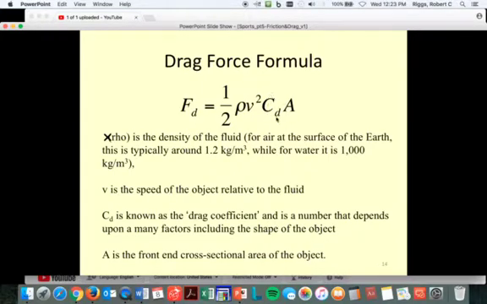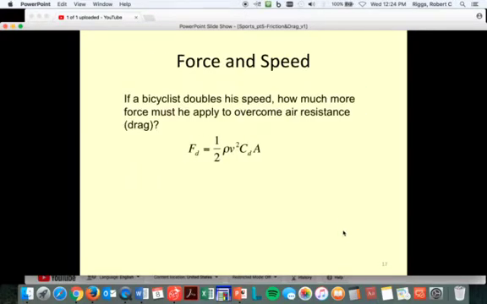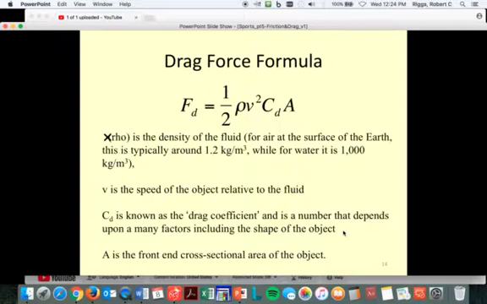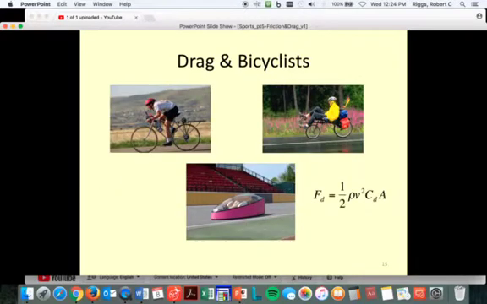What changes this coefficient of drag? v is the speed of the object relative to the fluid. C_D is known as the drag coefficient, a number that depends upon many factors, including the shape of the object. A is the front-end cross-sectional area of the object. So when we look at skydivers and bicyclists, I think I asked you a question.